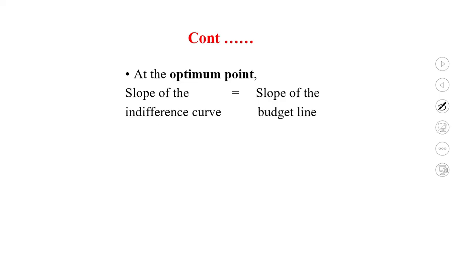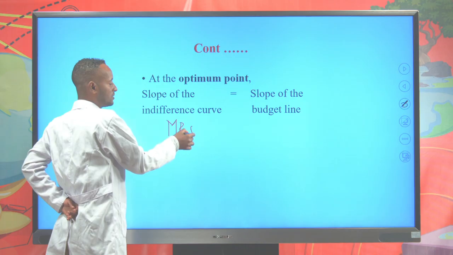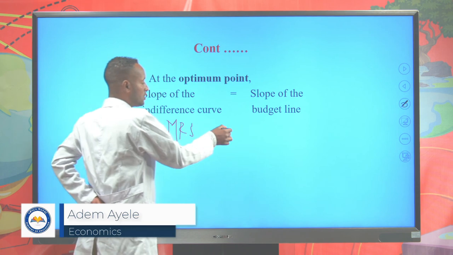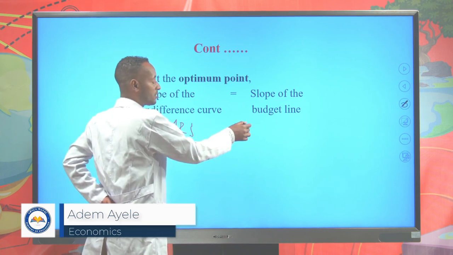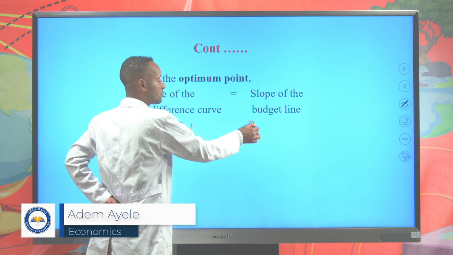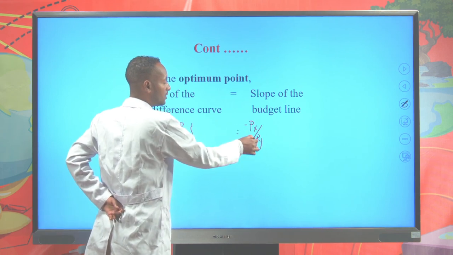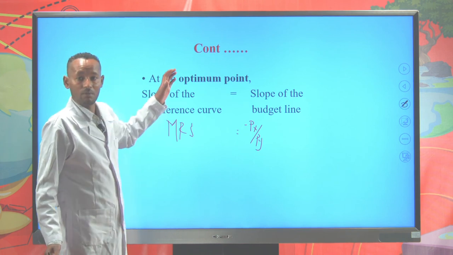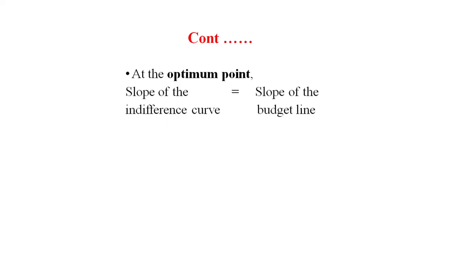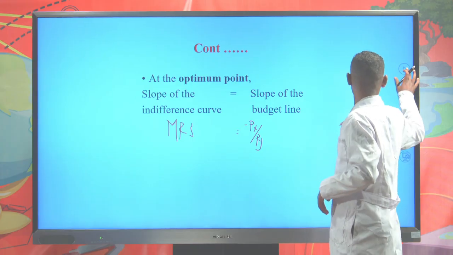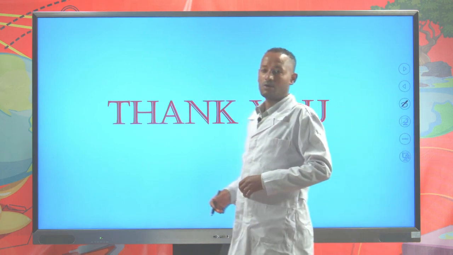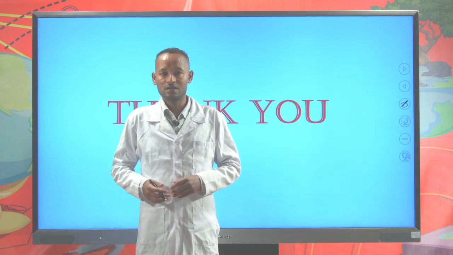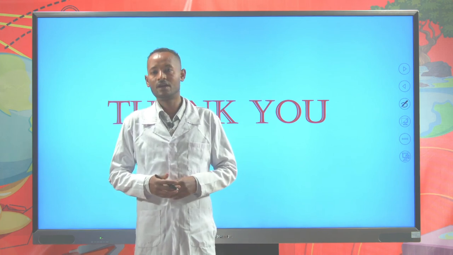The slope of the indifference curve, as you learned in the previous lesson, is the marginal rate of substitution. And the slope of the budget line is the ratio of the price of the two goods. That means minus price of X divided by the price of commodity Y. So at the optimum point, at the maximum level of satisfaction, the marginal rate of substitution is always equal to the ratio of the price of the two goods. This is all about the third lesson revision on theory of consumer behavior.